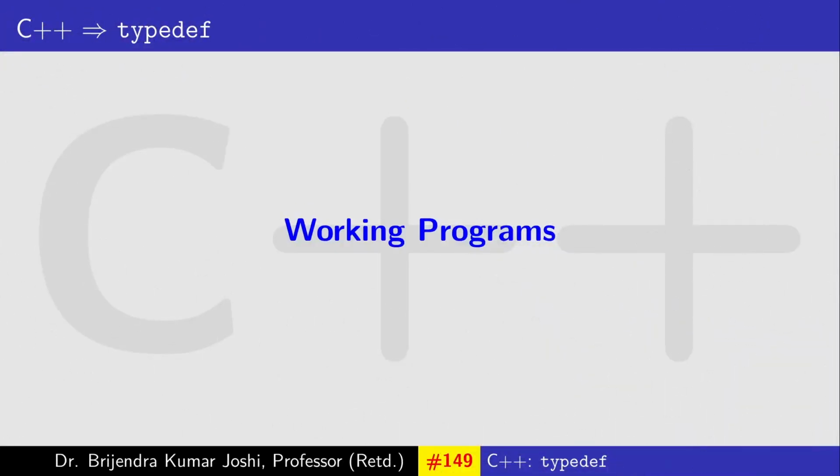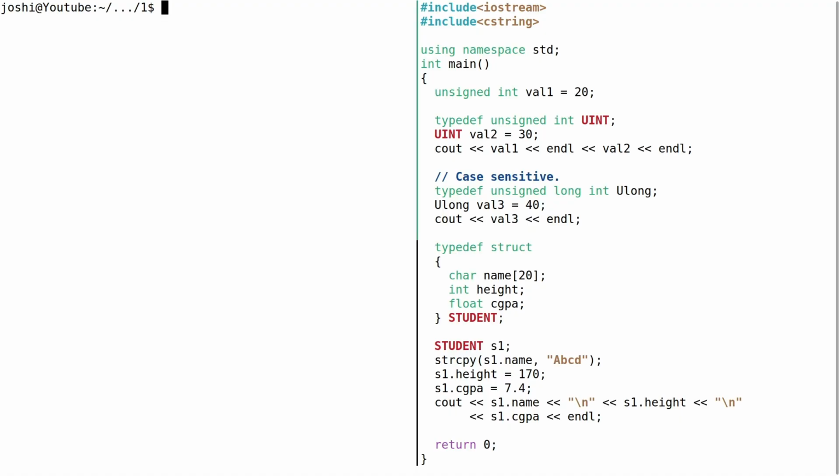Now let us see a working program. In this program, what we have done is we have declared one variable val1 of type unsigned int and assigned a value 20 to it. Then next I have used typedef to define a new data type UINT in terms of the already existing standard unsigned int, and assigned a value 30 to it.